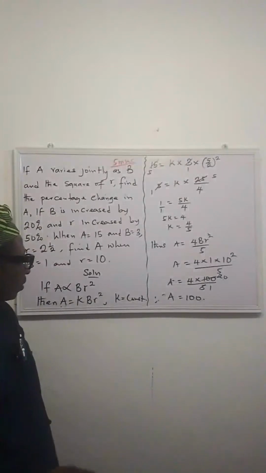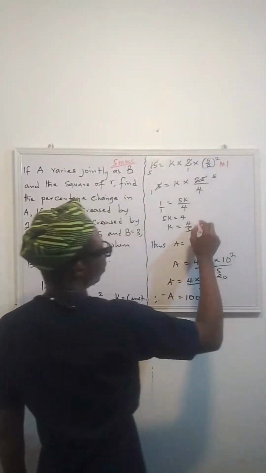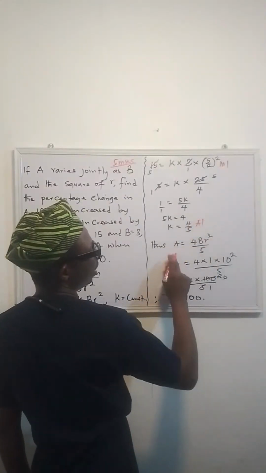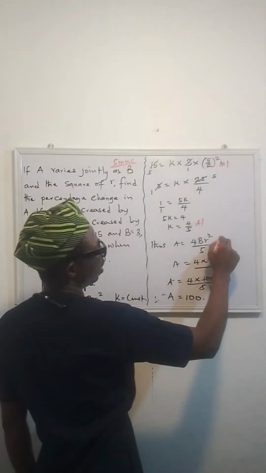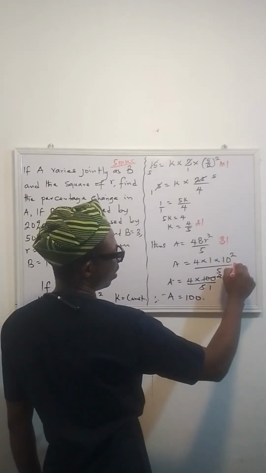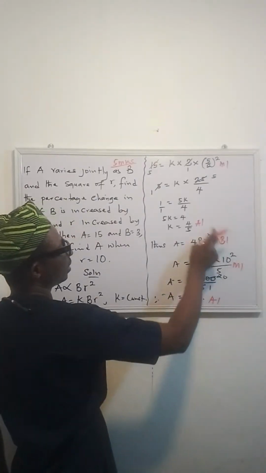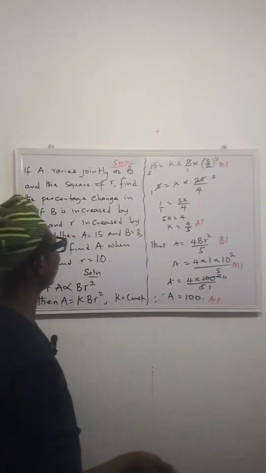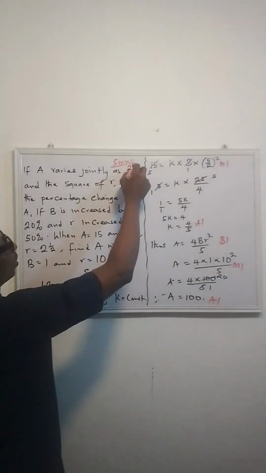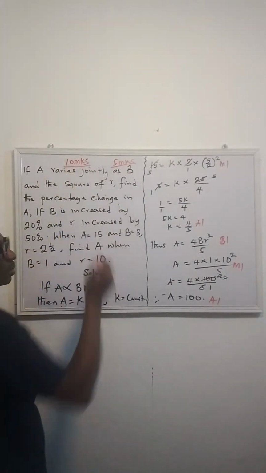So the second part of the question, for substituting, we have M1 for getting your constant, A1. Now for getting the connecting formula, we have B1. Substituting into the connecting formula, M1, and for getting the correct answer, we have A1. Now that is 5 marks together. So the total marks for this question now is what? 10 marks. That's 10 marks.